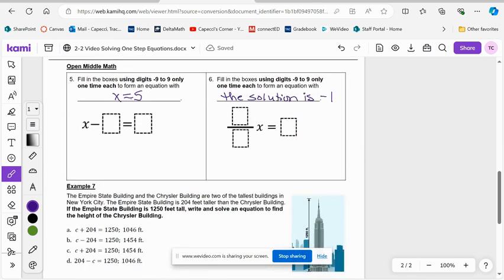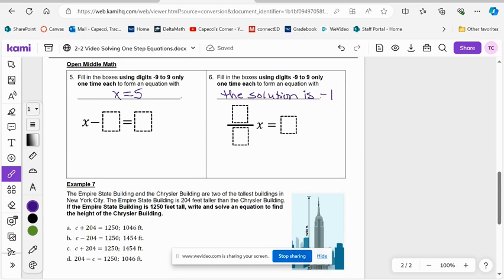Here's some problems that we're going to see here and there. It's just kind of working with your knowledge and your math concepts, right? Like how can we create what they're asking for? So it says fill in the boxes using digits -9 to 9, only one digit numbers, only one time each to form an equation. And again, there's going to be different stipulations. This time it's saying let x equal 5. So in the end, if I want x to equal 5, I have to come up with numbers in each of these spots that are going to make that true.